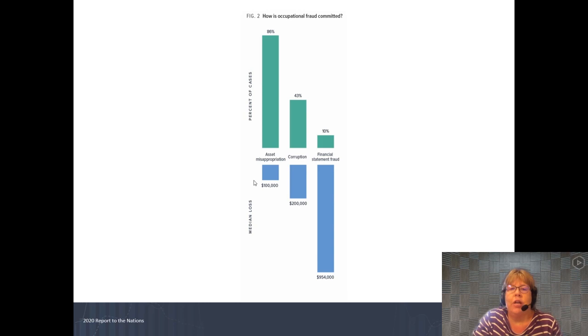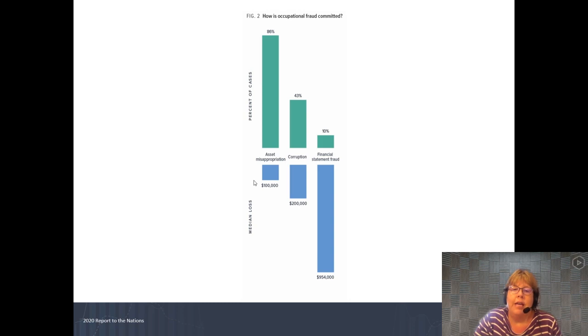So this is looking at the types of occupational fraud committed. In our last chapter, we briefly talked about the three types of fraud: asset misappropriation, which is basically stealing an asset, cash, inventory, or other physical assets; corruption, more bribery; and financial statement fraud. We could see that in occupational fraud, asset misappropriation is committed much more frequently than the others, at 86% versus 10% for financial statement fraud.